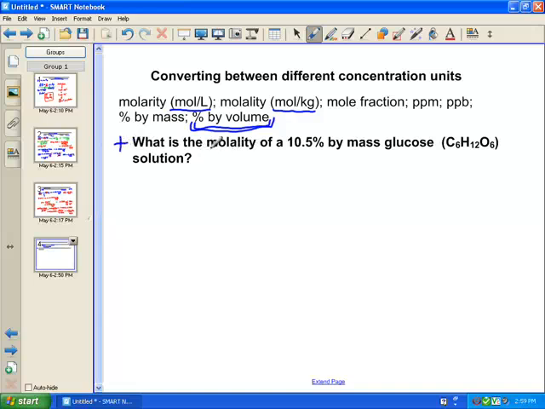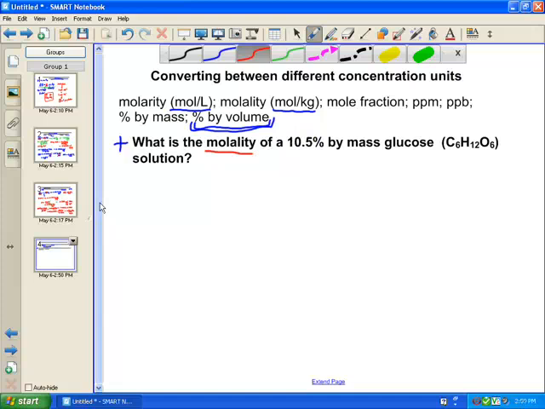It says, what is the molality? So this is what we're being asked to find, the molality of a solution of glucose whose only concentration term we're given is 10.5% by mass. Now, the only way we're going to be able to understand this is if we can somehow convert this percent into something that we can use. Because we can't really use this percent unit. We've got to convert it into something that's going to allow us to get moles, for example. And if we want moles, of course we want grams. So we've got to find a way to go from here to grams first.